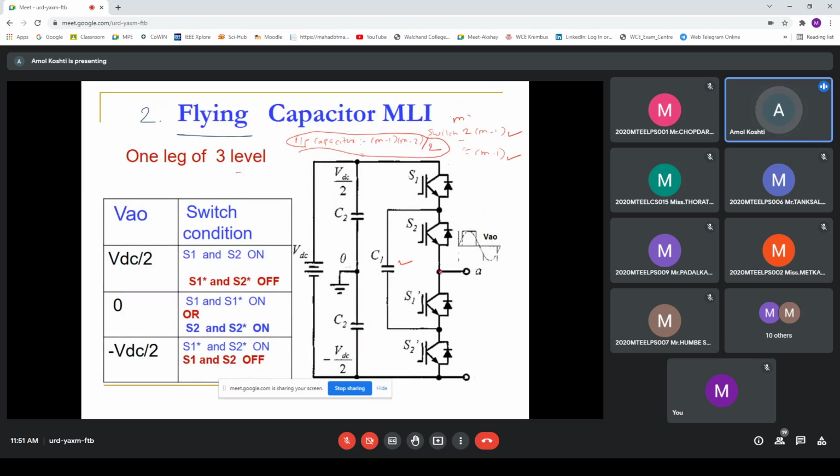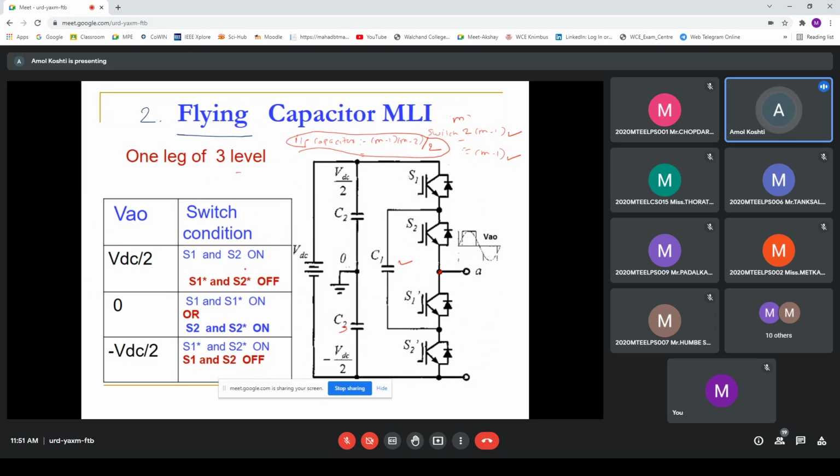This is the A point, the intermediate point of S1, S2 and S1 dash, S2 dash. Here also we are using the complementary nature of the switches. Here they have named it C2 because C1 is used here as a flying capacitor. The value of these capacitors, we can assume as C3. The values of C1 and C2 are the same.